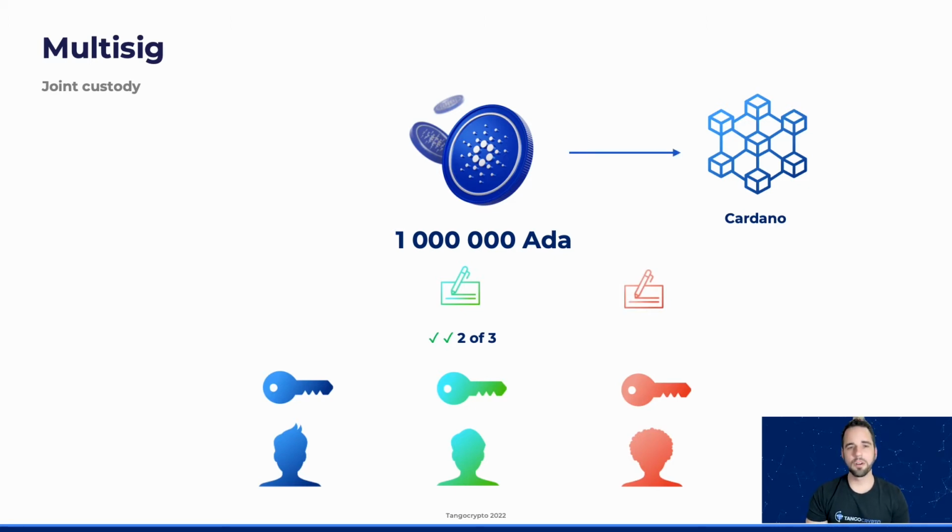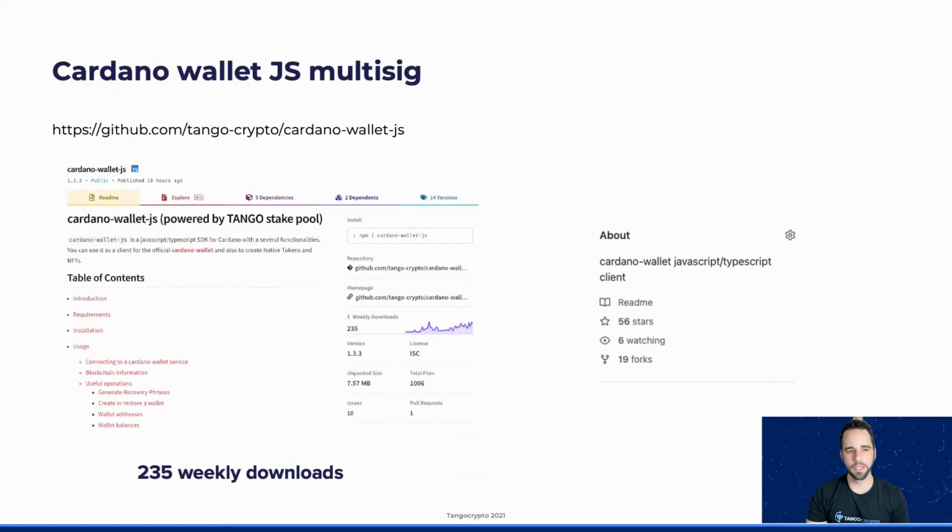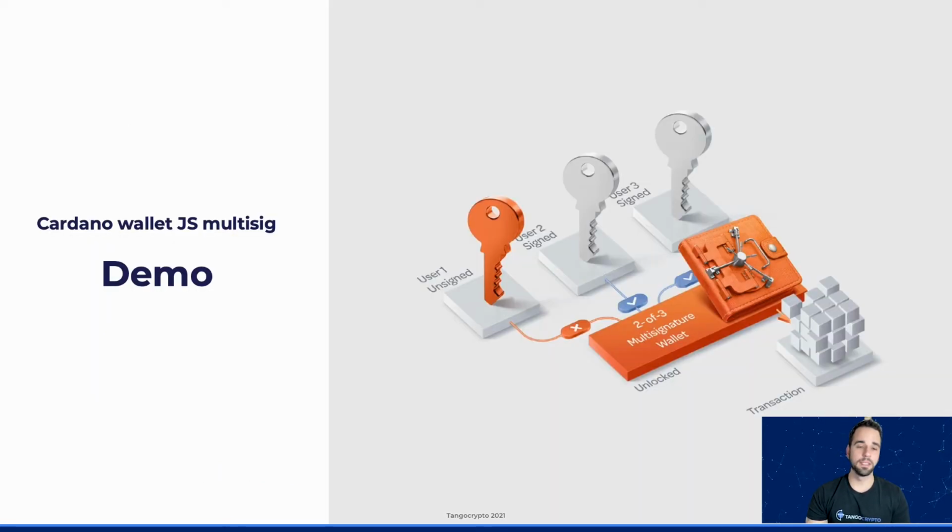If you want to start using our wallet, you can go to GitHub. This is the URL. Or you can also download it from NPM. As you can see, we have approximately 235 downloads per week. Our GitHub repo has 56 stars and 19 forks. We have talked with several people in the community and they are using the SDK in order to create their own products. And now it's time for a demo.